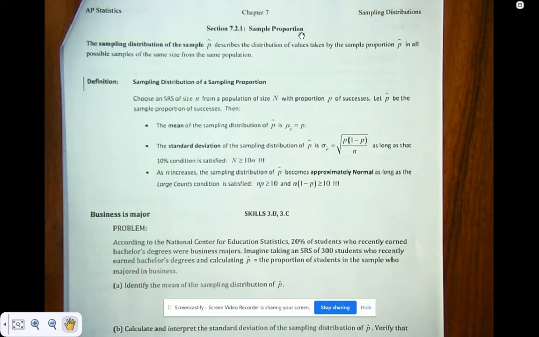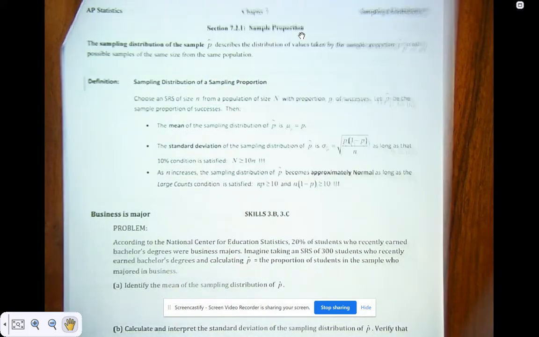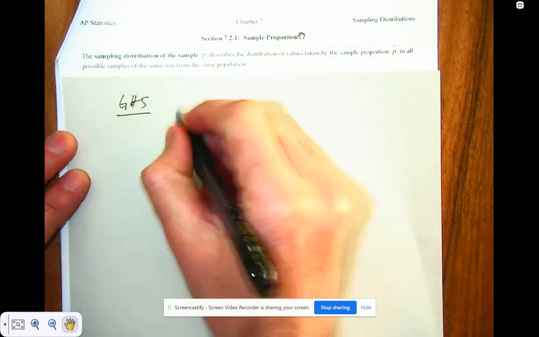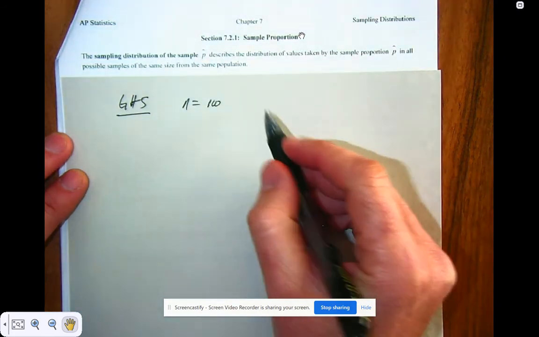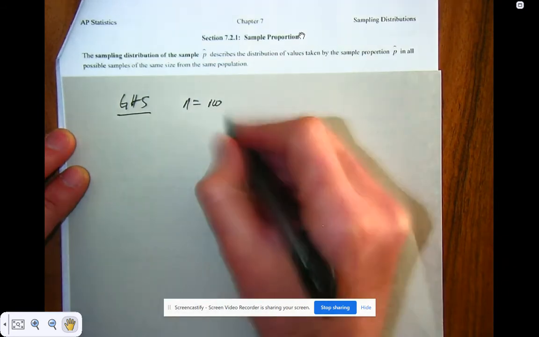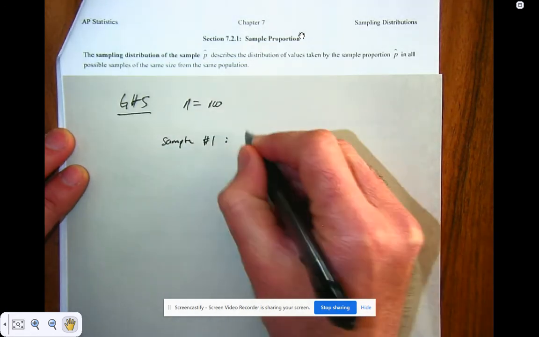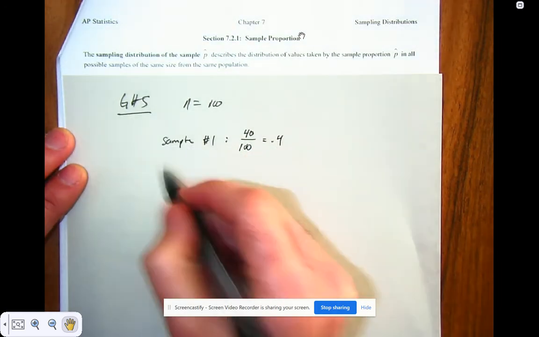So, sampling distribution of p hat. We're really getting into the thick of it now. We'll use this a lot as far as inference goes, confidence intervals, all that stuff. So, what's p hat? Let's say we go out into GHS. We take a sample of 100 kids, and we want to know the proportion of people that have broken a bone. And for sample number one, we get 40 out of 100, so 0.4.